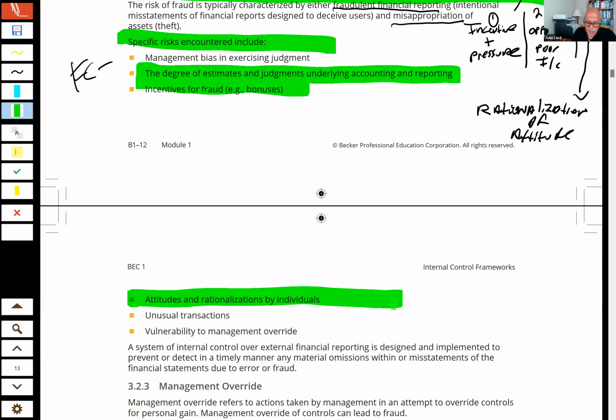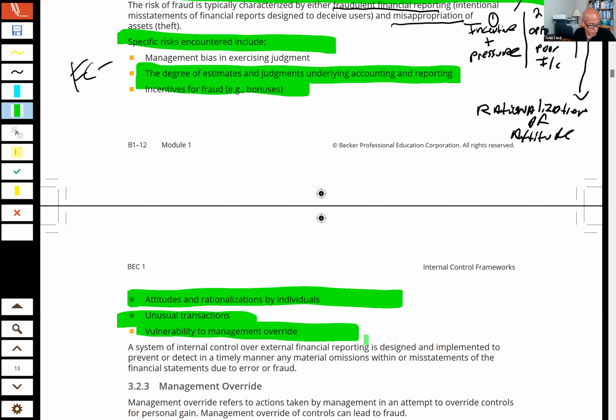Okay, now unusual transactions would be a symptom of one of these three high level things that I've talked about here. So for example, a large disbursement for which there's no appropriate description. Well, maybe that's pointing to some sort of rationalization of attitude where somebody is misappropriating the assets, okay? Vulnerability to management override of the control obviously points to opportunity, but it could also point to rationalization, incentive and pressure. Okay, so when you look at these details, obviously rationalization fits under rationalization, incentive fits under incentive and pressure, but it is more of an art as to where you categorize these into the three areas.